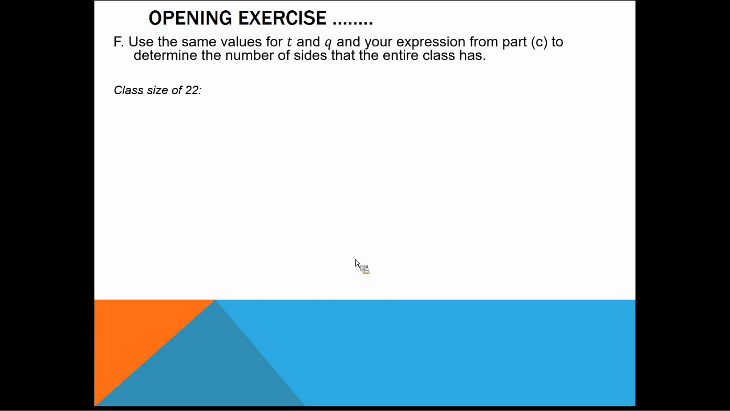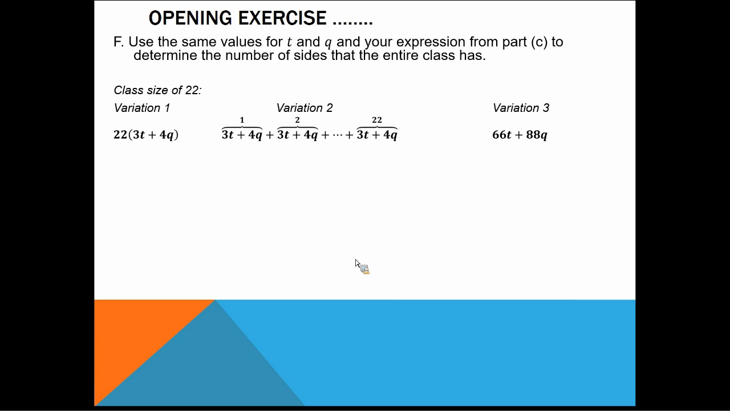Well, we're going to have 3 variations. Variation 1, we multiply the quantity by 22. Variation 2, add 3t plus 4q to itself 22 times. And variation 3, 66t plus 88q. If we plug in our numbers, 4 goes in for t, 2 goes in for q, and we begin simplifying.